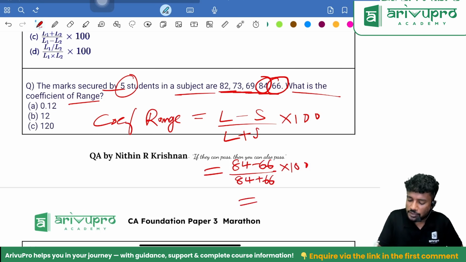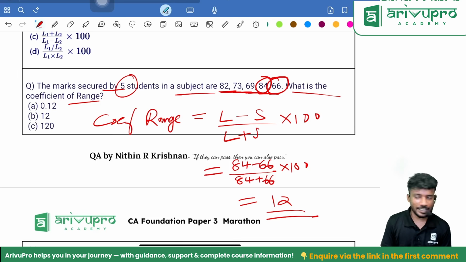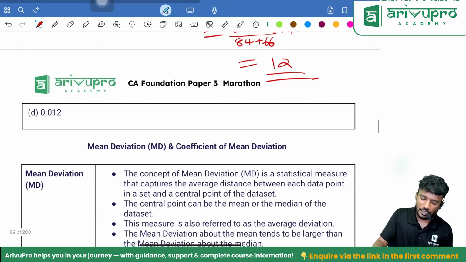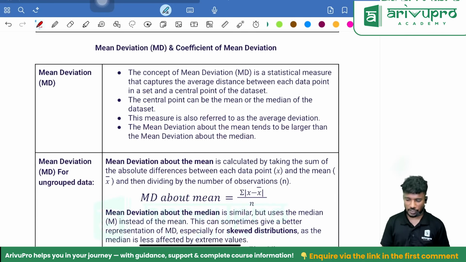How much is the answer? 12 or everyone got it as 12? Yes. Pakka? Yes. What is the range of this? What is the range of this? 84 minus 66. How much is that? 18.